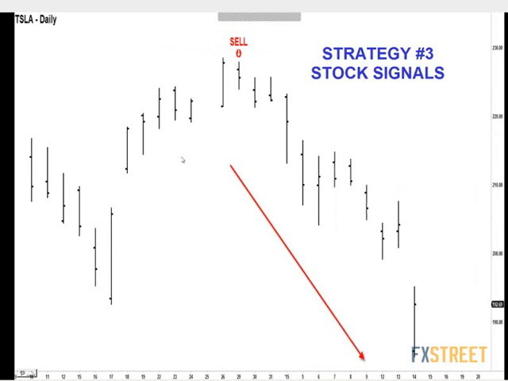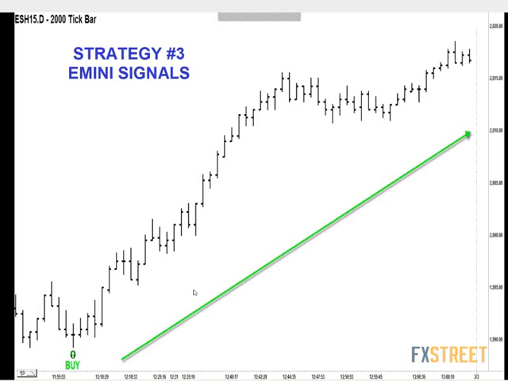Okay, same thing with a sell signal in Tesla. This was in December. Everyone thought, well, Tesla's going much, much higher. We've got a nice rally going on. But strategy number 3 will sell at the top of pullbacks. And look at the nice sell that was generated here. Strategy number 3 also uses the Bollinger Bands, but it uses them in an entirely different way.